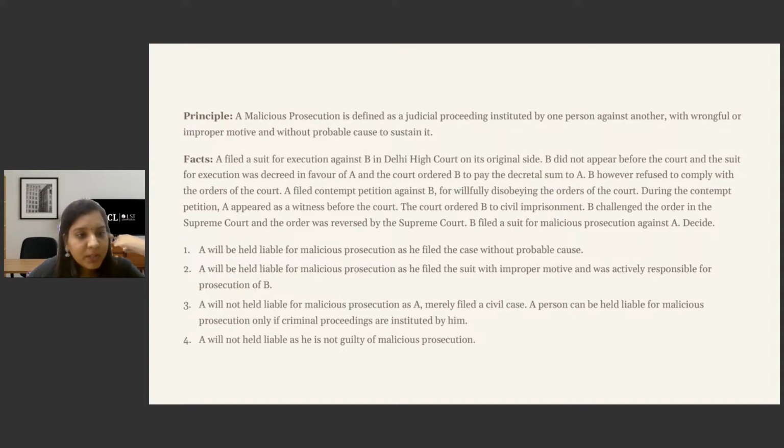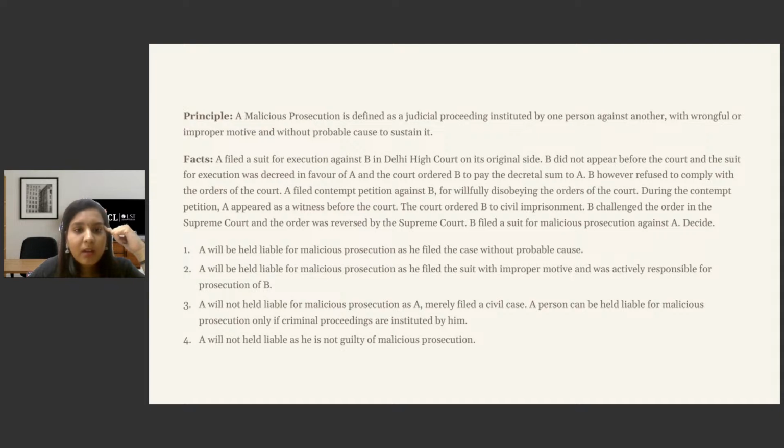It is about malicious prosecution, when somebody is held liable and the proceedings that were done against someone were false. They can file for malicious prosecution against the other person later, right? This is basic. So there should first be some kind of proceedings before.